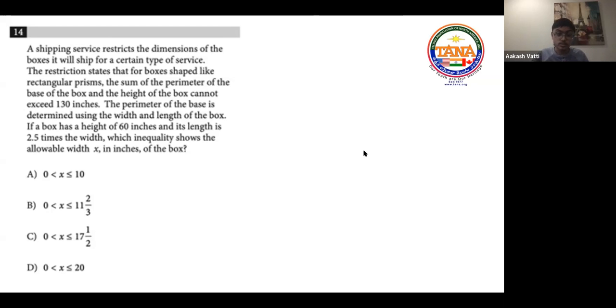All right, I guess I'll do this question now. So first thing you have to know in this question is the statement that the sum of the perimeter of the base of the box and the height of the box cannot exceed 130. So you have P plus H is less than or equal to 130, where P is the perimeter. So the perimeter is the length and width of the box, right? So you have 2L plus 2W because it's a rectangle, first of all, and of the base. So you have 2L plus 2W, plus H, because P is just this, less than or equal to 130.